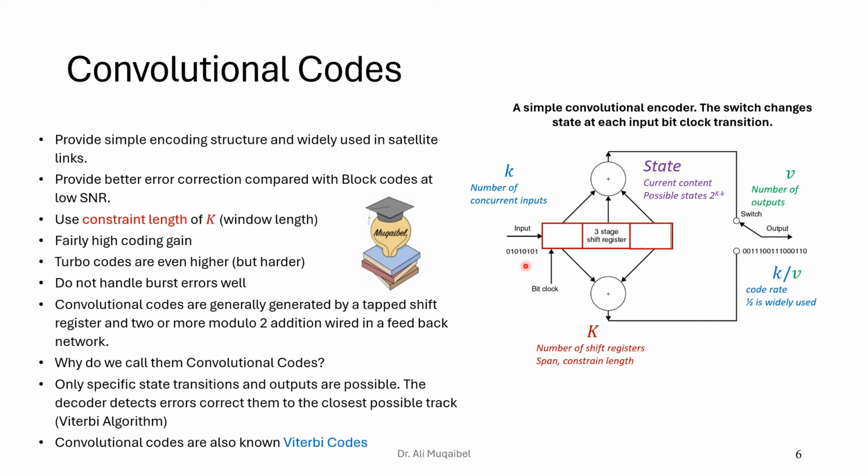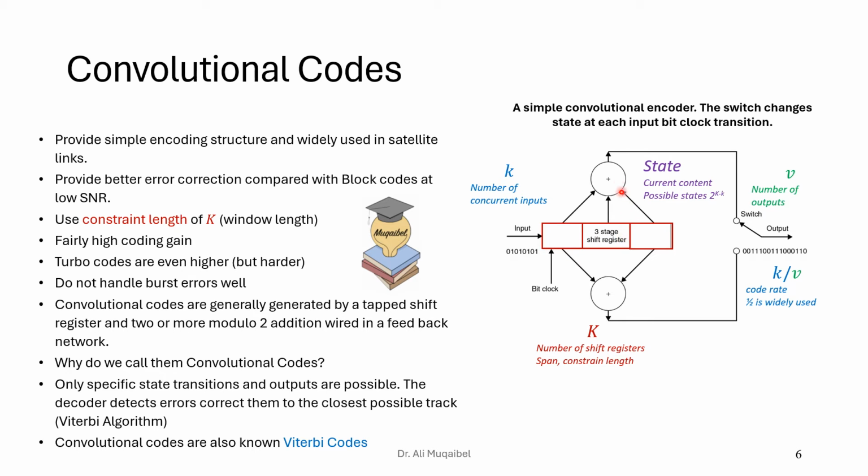Other systems could have multiple inputs in parallel. So small k is the number of concurrent inputs. V is the number of outputs, and of course k divided by V now is the code rate. While capital K represents the memory size, because the way we generate the code is that we keep track of the data. For example, here we have a 3-stage shift register, which means capital K, the number of shift registers, or we call it span, or constraint length, is 3.